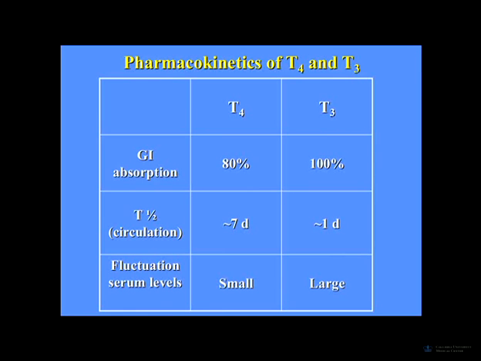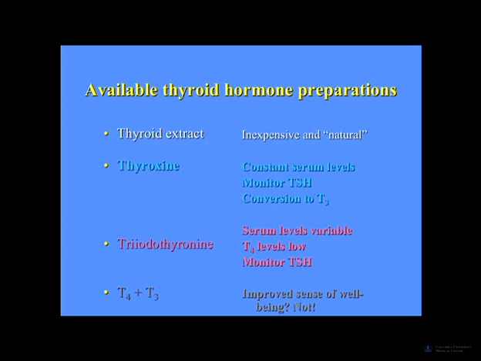And this leads to very small fluctuations in serum levels of T4, but rather rapid fluctuations in the serum levels for T3. Here's a matchup, head-to-head comparison. Thyroid extract is inexpensive, it's natural, but it's tougher to deal with, imprecise dosing. Thyroxine is the preferred replacement therapy. The serum levels are constant because of the long half-life. You monitor the patient by thyroid-stimulating hormone levels.